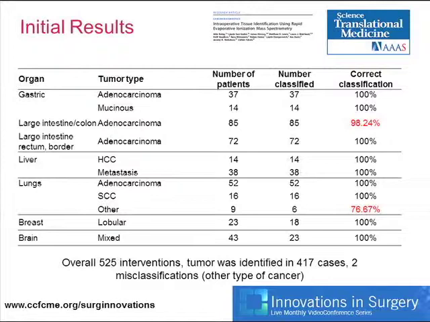Next slide. So this was summary data that came out of the original publication in Science Translational Medicine. We identified these signatures in over 525 interventions. That was ex vivo and in vivo data. The in vivo data was captured with a slightly different device, but nonetheless, we were able to reproduce some of the in vivo data that we accumulated ex vivo.